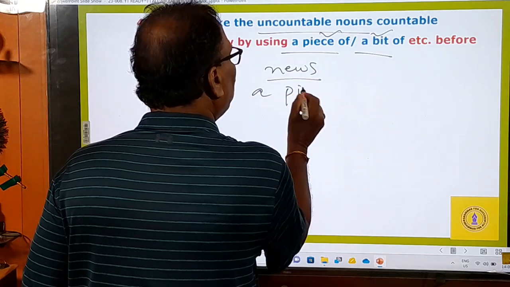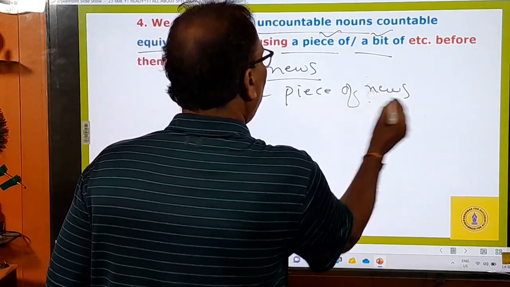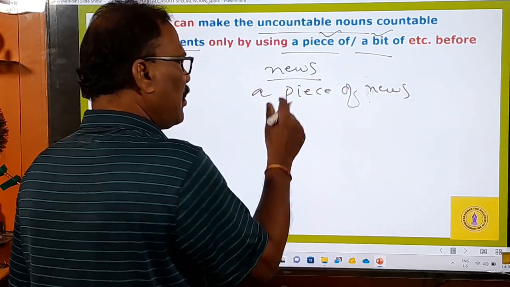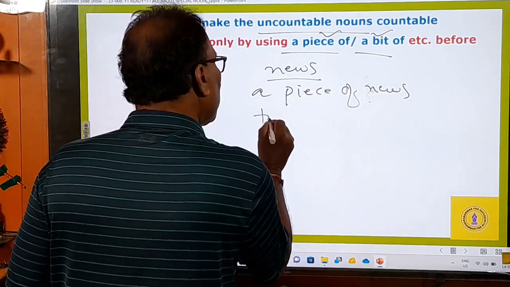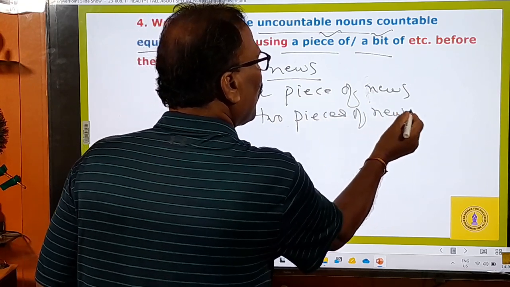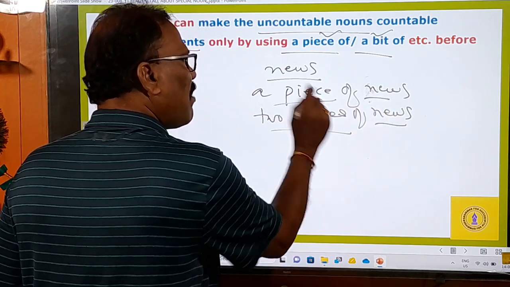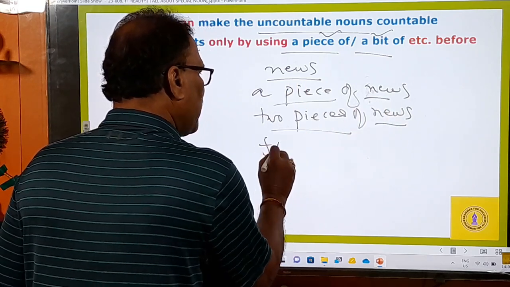But how can you say that? A piece of news. A piece of news. Okay, if there are two important news items, then what is it? Two pieces of news. Here are two pieces of news. News is like this: a piece of, one, two pieces, three, five pieces of news.